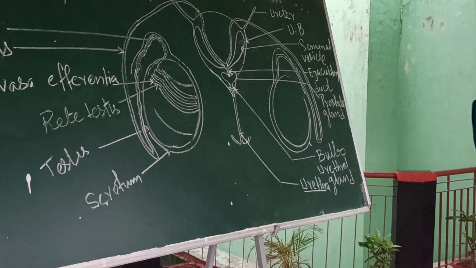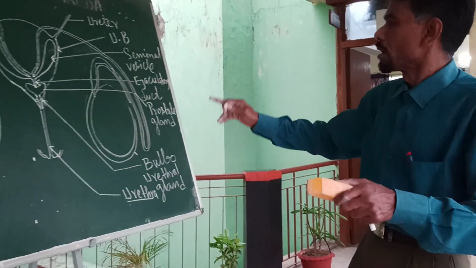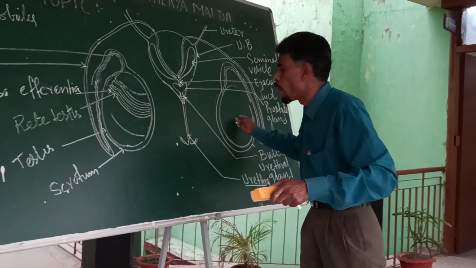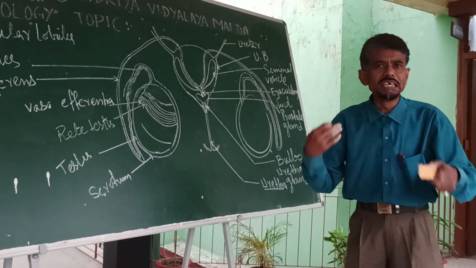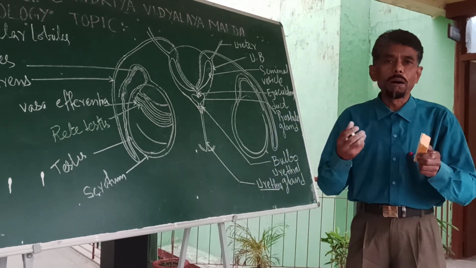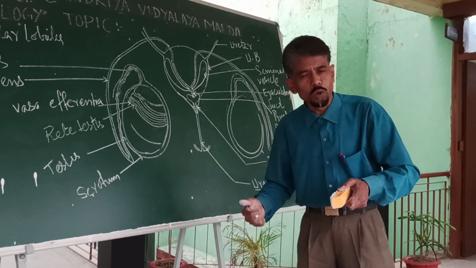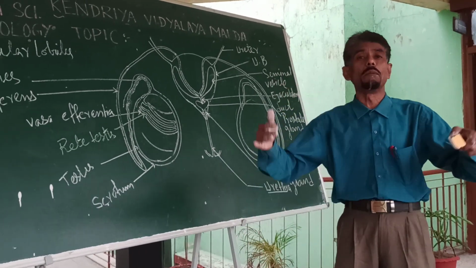So this is the structure of the male reproductive system, which comprises a pair of testes. Each testis lies outside the body in a pouch-like structure called the scrotum. It's very important: why does it reside outside the body, not within the abdominal cavity?